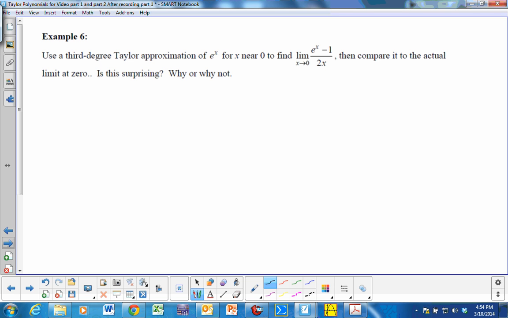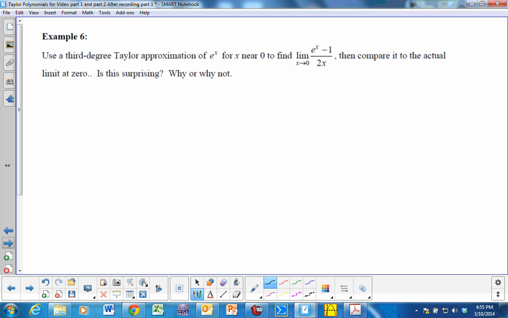So here we want to do a third degree Taylor approximation near 0 for e to the x. And then we're going to use that answer to find the limit, which basically means we're going to substitute the polynomial we find in place of e to the x. Because remember, a limit is just what that thing is approaching anyway. So that's what we're going to look at.